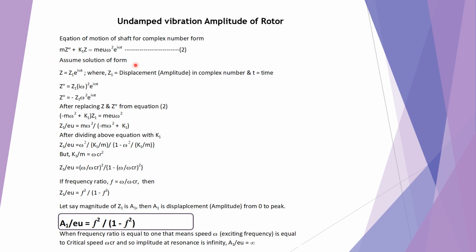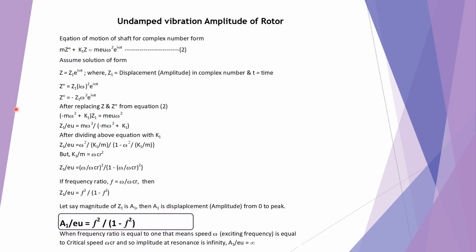So this is equation 2. After assuming the solution of the form z = z1 e^(iωt), where z1 is displacement or amplitude in complex number and t is the time, z double differentiation is equal to z1 (iω)^2 e^(iωt). So z double differentiation is equal to minus z1 ω² e^(iωt).